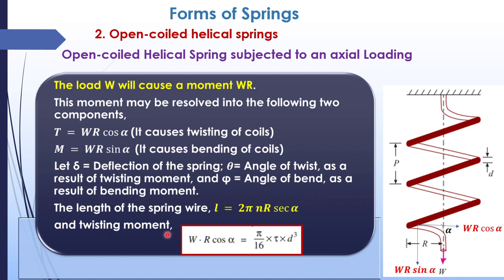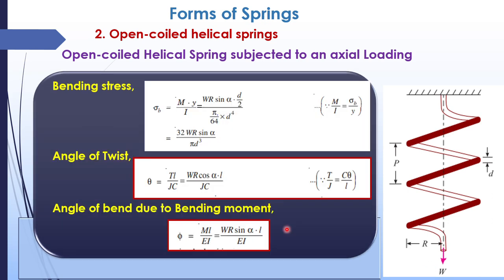Now the twisting moment is nothing but WR into cos phi. In this case, you have already seen that twisting moment is WR cos phi, which is equal to pi by 16 into tau d cube. We already know twisting is pi by 16 tau d cube. So WR cos phi is pi by 16 tau d cube.